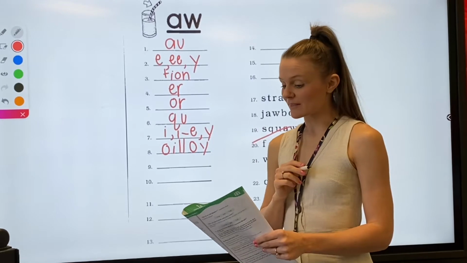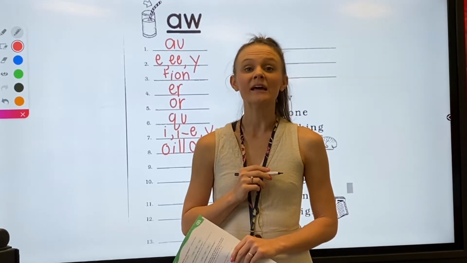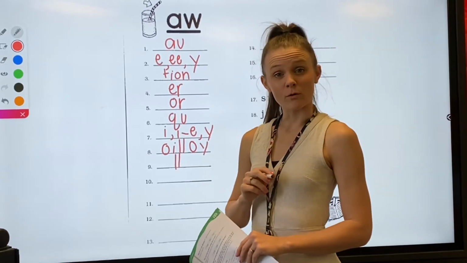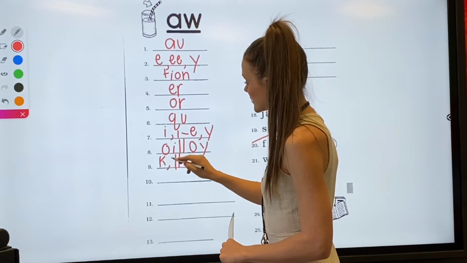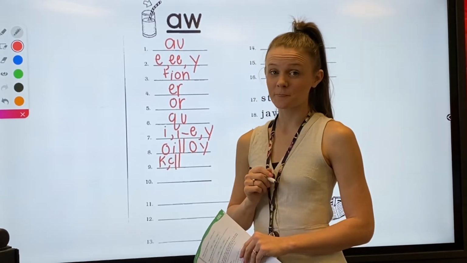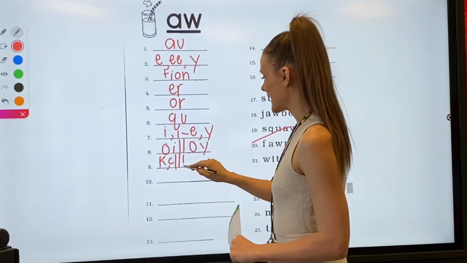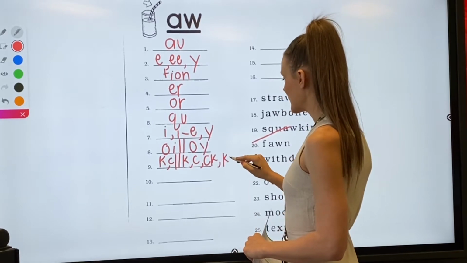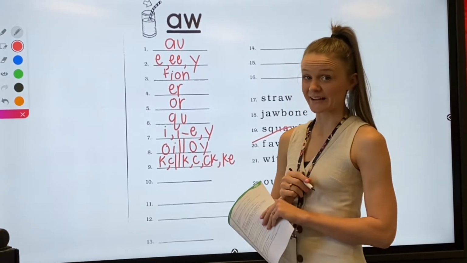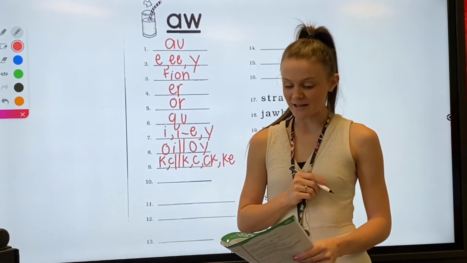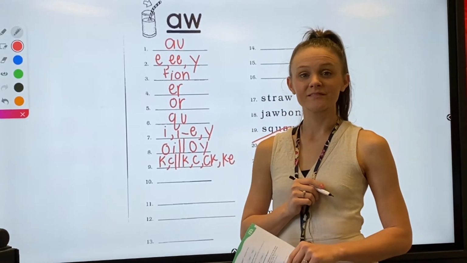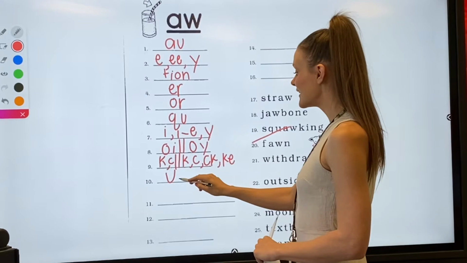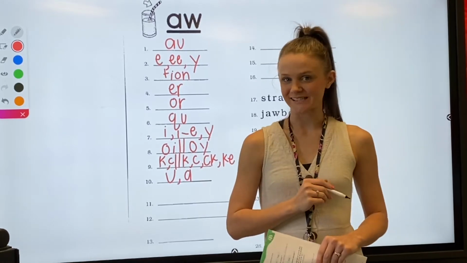For number nine, my letter sound is k. K. So I'm dividing my line in two parts. At the beginning of a word, letter K and letter C make the k sound. At the end of a word, letter K, C, CK, and K-E can make the k sound. For number 10, my letter sound is short u. Letter U can make the short sound, and letter A can make the short sound.